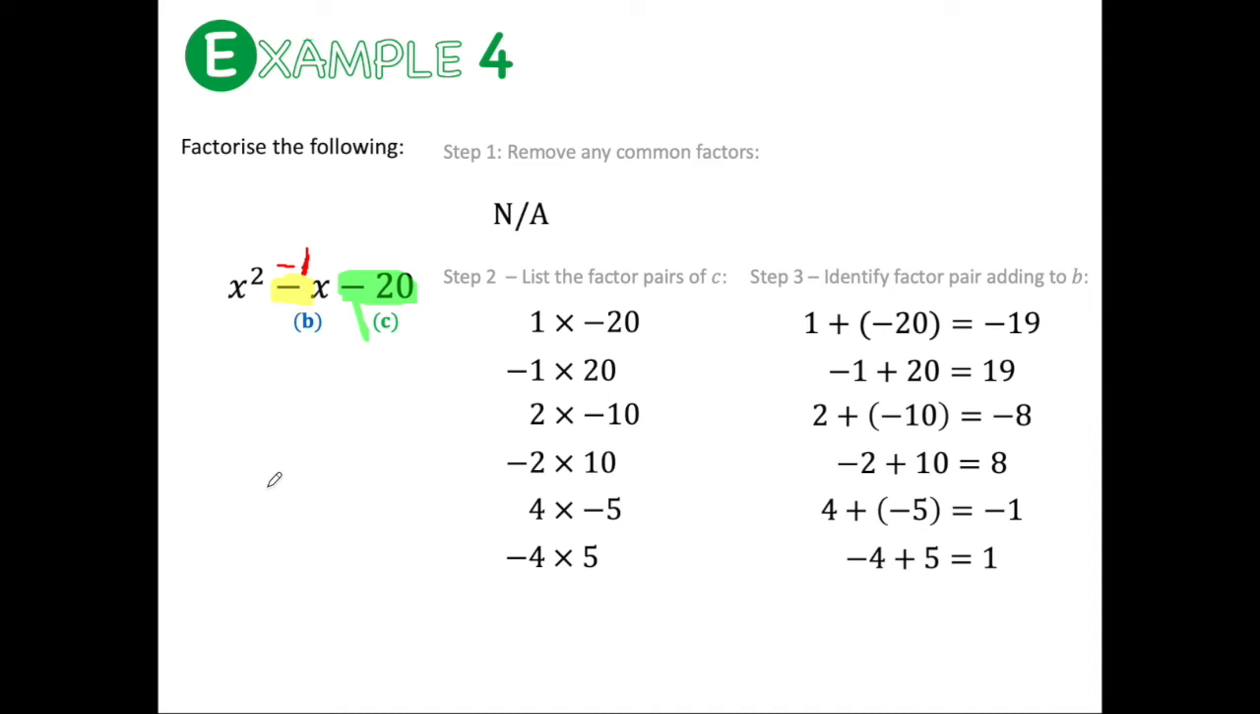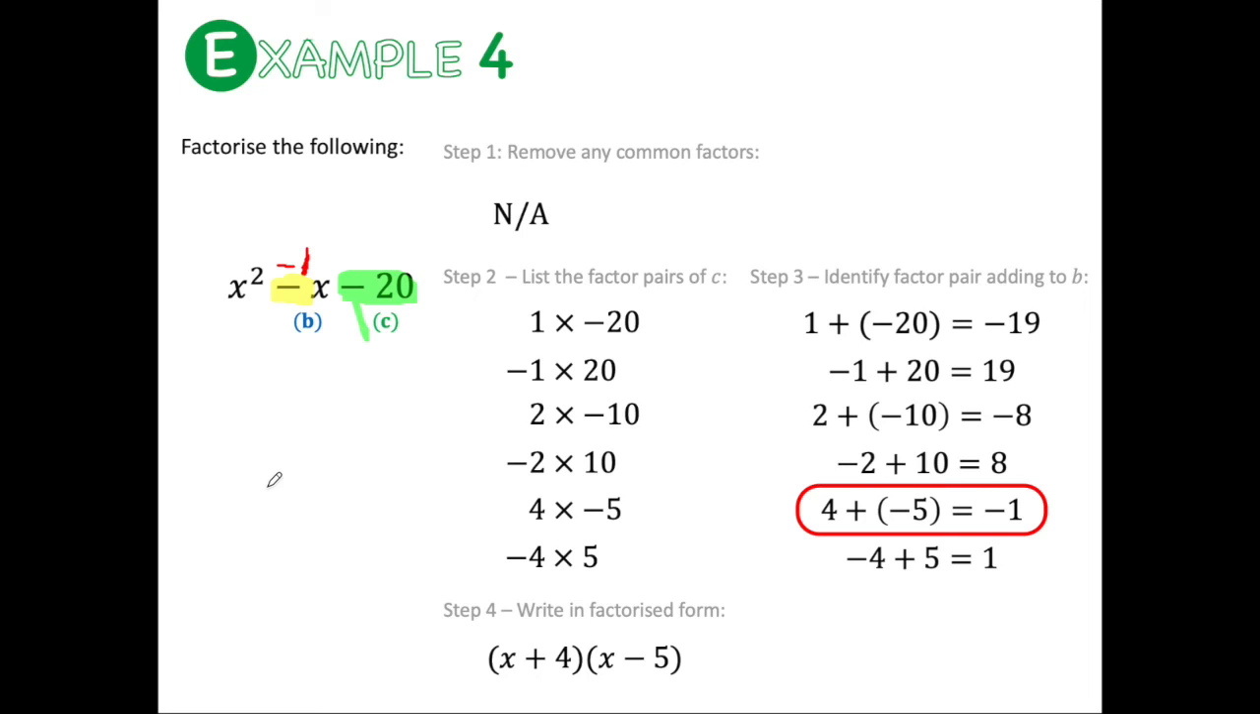So now I need to identify which one of those add up to negative 1. And that is my combination of 4 and negative 5. So now that I've got the factor pairs that add up to my B value, I can go ahead and write in factorized form using my factors of 4 and negative 5. So my factorized answer is going to be x plus 4, x minus 5. So the factorized answer of x squared minus x minus 20 is equal to x plus 4, x minus 5.